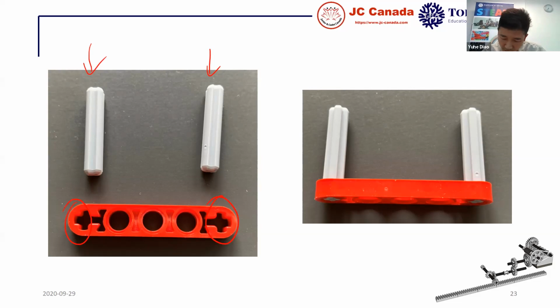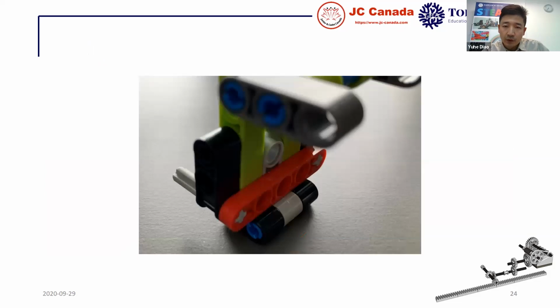We also have 2 short brown axles, there are 3. The difference between the brown ones and the light gray is there is a top on the brown one, but the gray one, no. So we just put the 2 axles in the axle hole, the cross hole. And then here.